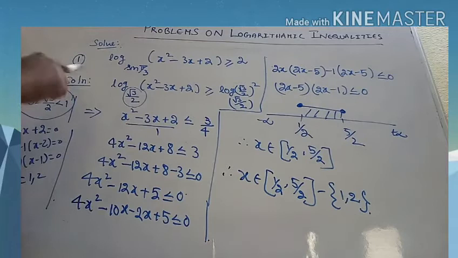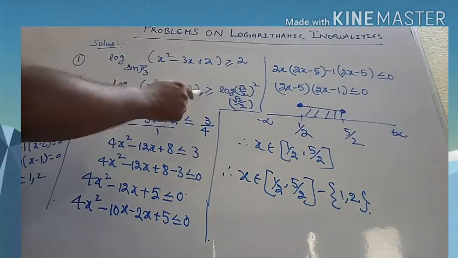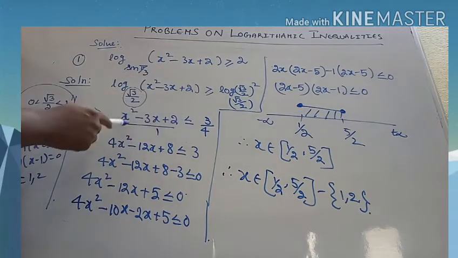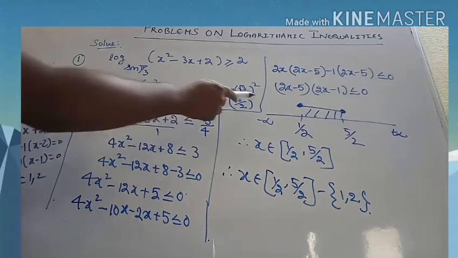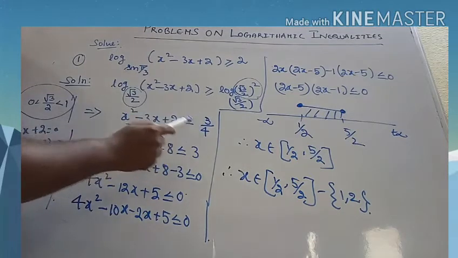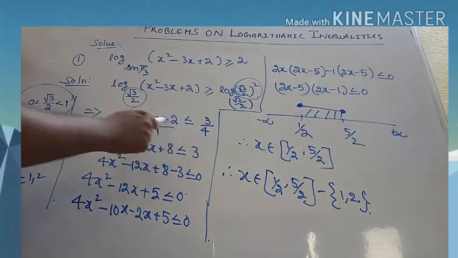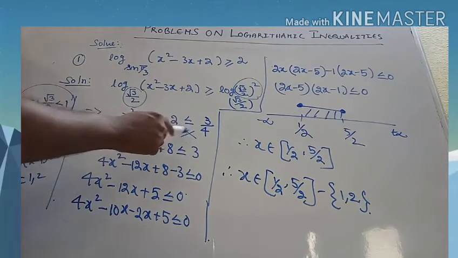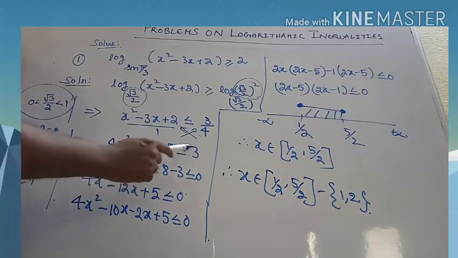That means the base is lying between 0 and 1, so you know that here greater than or equal to will become lesser than or equal to. That's why x square minus 3x plus 2 is lesser than or equal to root 3 by 2 whole square, that is 3 by 4. Now since this is a positive quantity, we can cross multiply, then we will get 4x square minus 12x plus 8 lesser than or equal to 3.